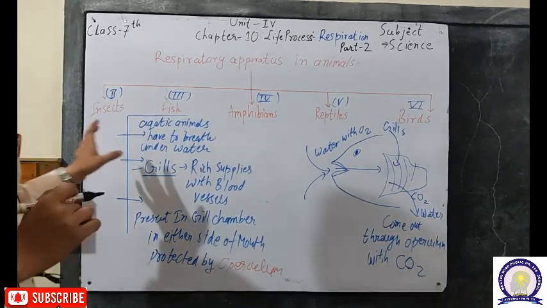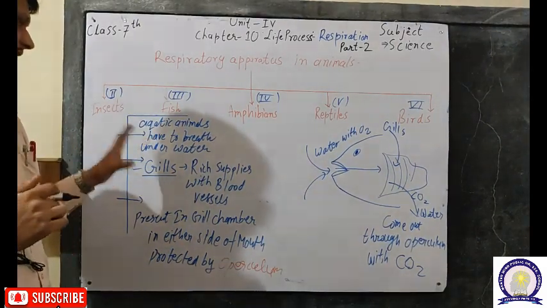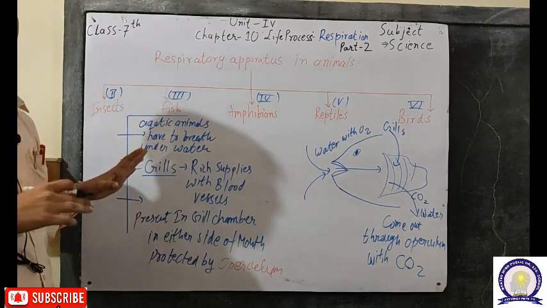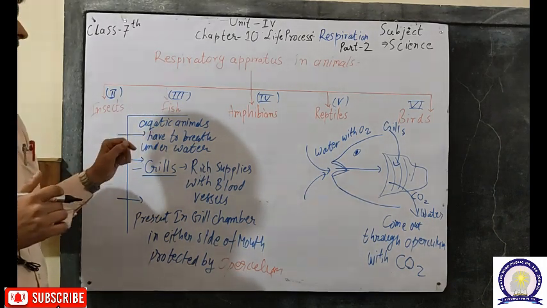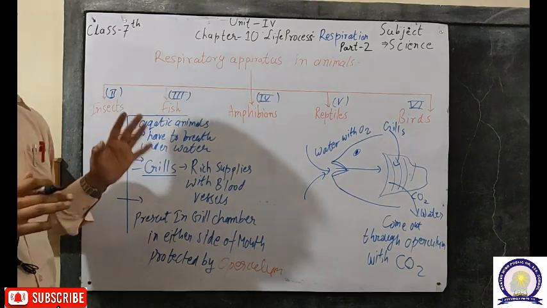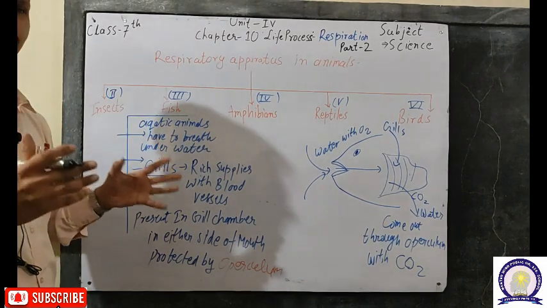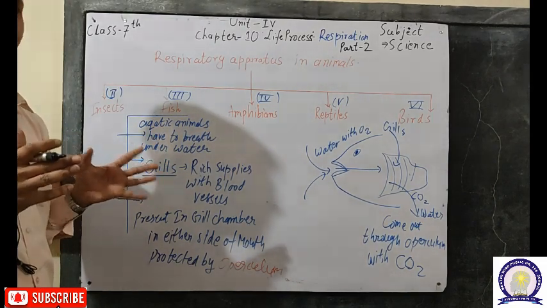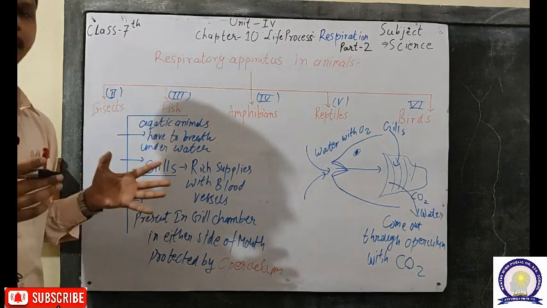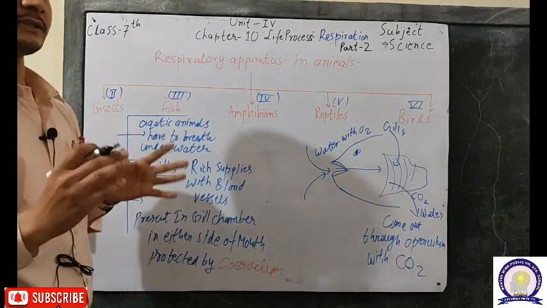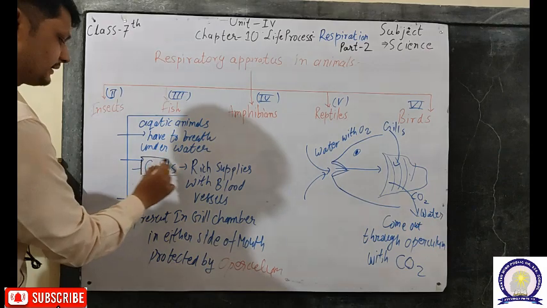Now most of the aquatic animals, like fishes, have to swim under the water continuously. So aquatic animals have to breathe under water. They absorb the oxygen dissolved in that particular water. For that they have a special type of respiratory apparatus called gills.